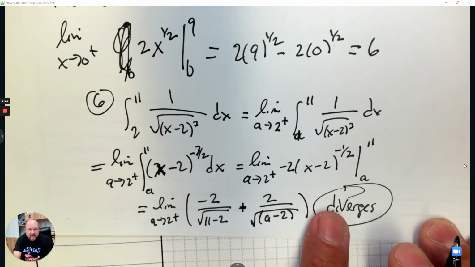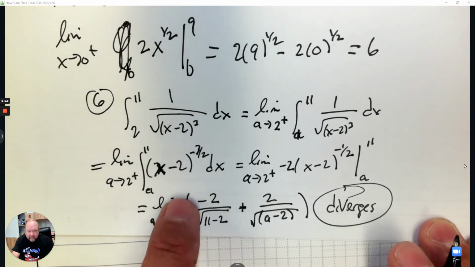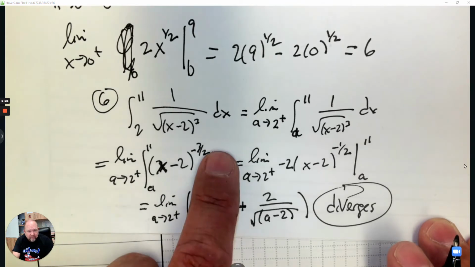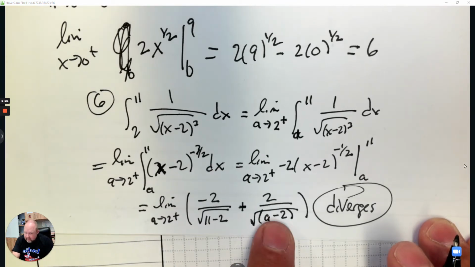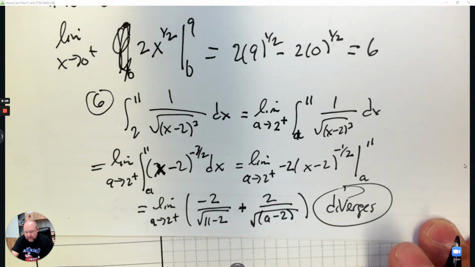By integrating, I see the 11 term is still there, and that this might converge to an answer. So that's 11 take away 2, which is 9. And the square root of 9 is 3. So you have negative 2/3. But this does not converge to an answer. So overall, the answer diverges. And there's no limit there.